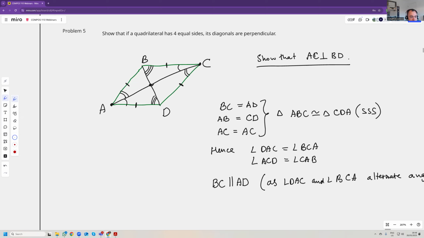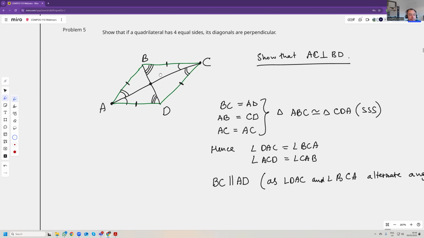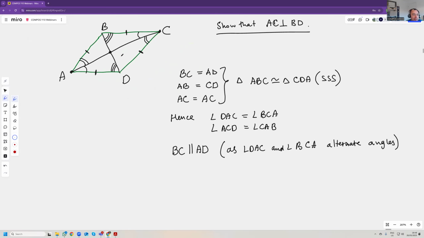I can only show that they are. Oh, of course. Now, let's say the midpoint is M. So now I can use the congruence. So BM is equal to DM, and AM is equal to CM.